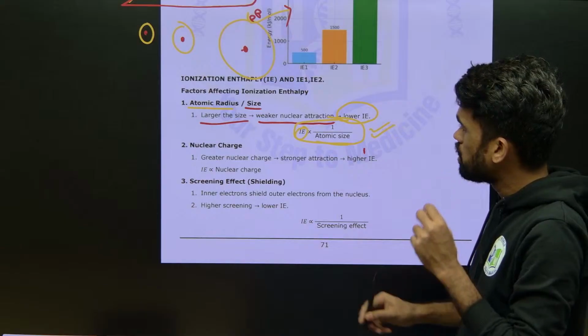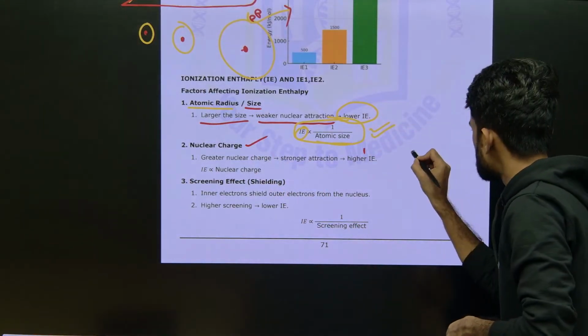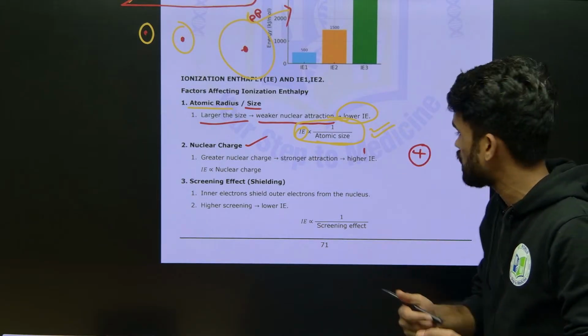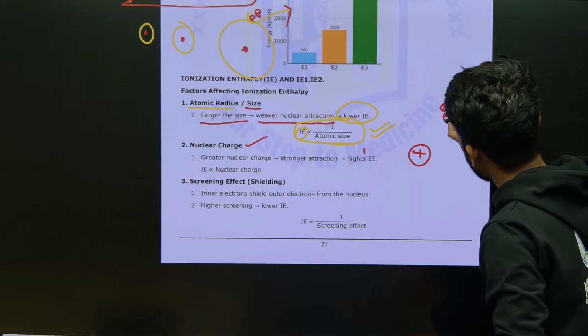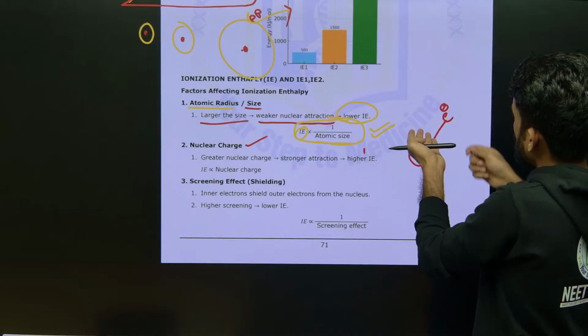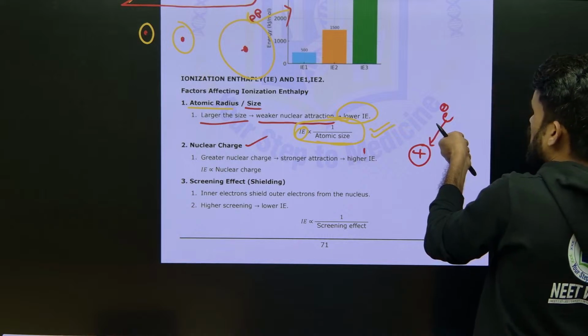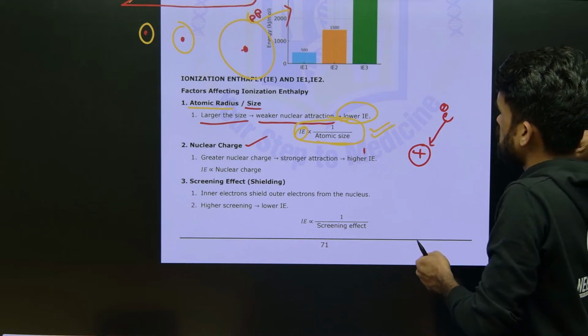Then next here we have nuclear charge. So what about nuclear charge? Nuclear charge is nothing but positive charge. As the effective nuclear charge increases, this positive charge attracts the electrons more effectively. So the more nuclear charge, the more effectively it attracts the electrons, so it is very difficult to remove the electron. So higher ionization energy is required.